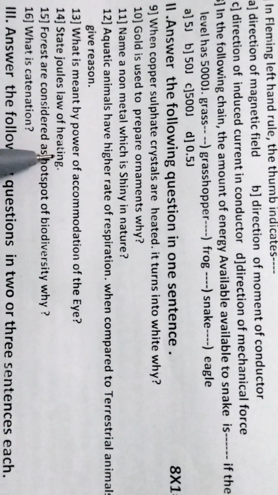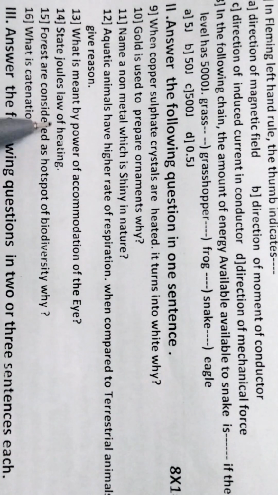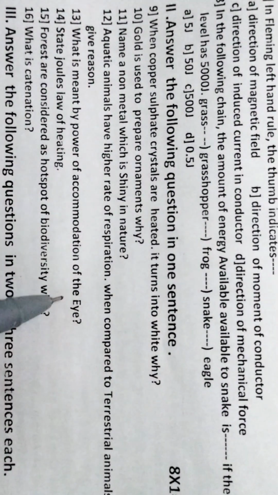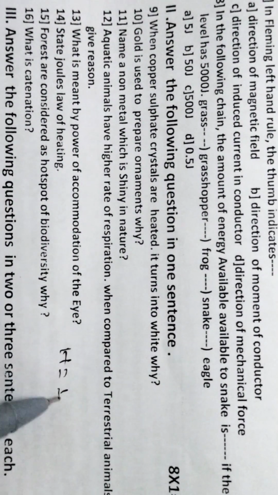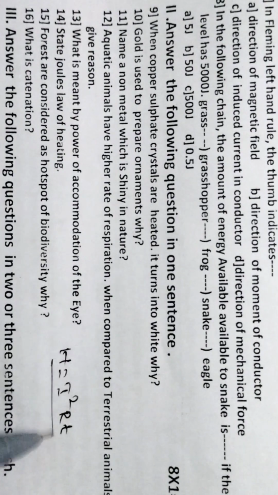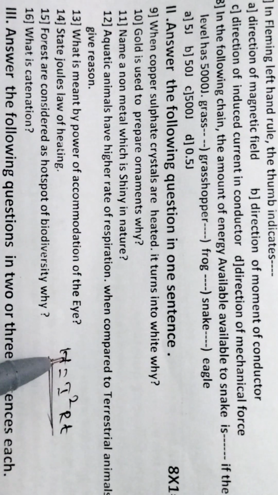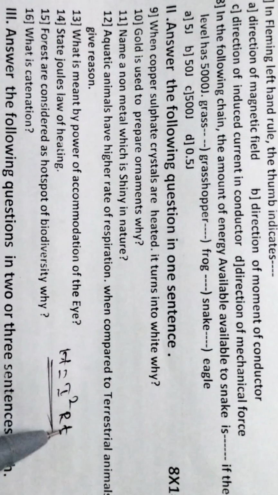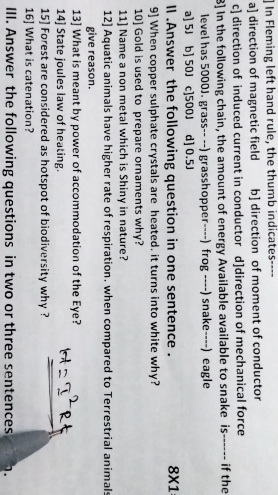State Joule's law of heating. So what does Joule's law of heating say? Heat produced in a conductor is proportional to the square of current, resistance and time for which current flows. H is equal to I square RT. So what you have to write? H is equal to I square RT is the Joule's law.